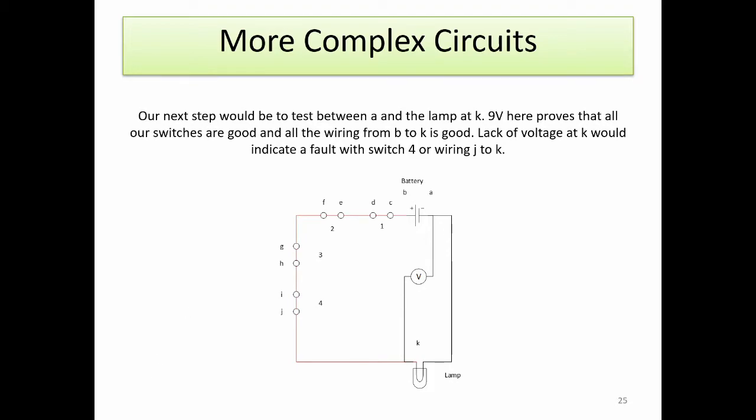Our next step would be to test from the negative side of the battery to the input to the lamp at K. If we've got 9 volts here, that proves everything between the battery and the lamp is good. A lack of voltage at K would indicate a fault with switch 4, or our wiring J to K.